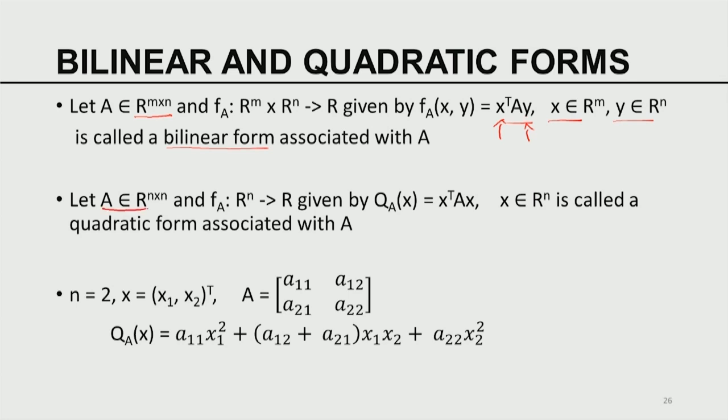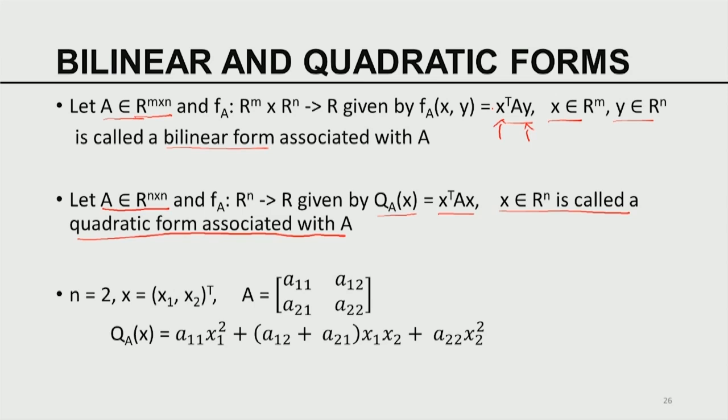But when A becomes, instead of a rectangular matrix, a square matrix n by n, I can define Q_A of x as x transpose A x for x in R^n, and this is called a quadratic form associated with A. So a bilinear form is of first degree in x and y, while a quadratic form is of second degree in x. Bilinear forms are linear in each of the variables, quadratic forms are quadratic in the components of x.